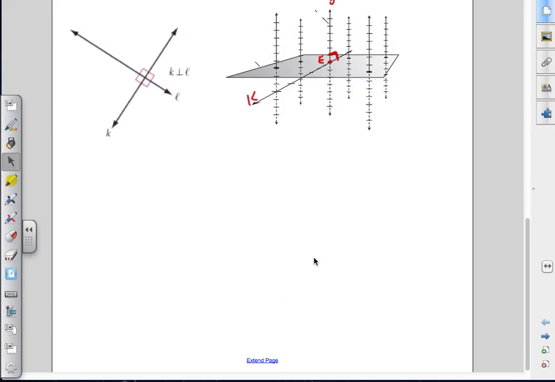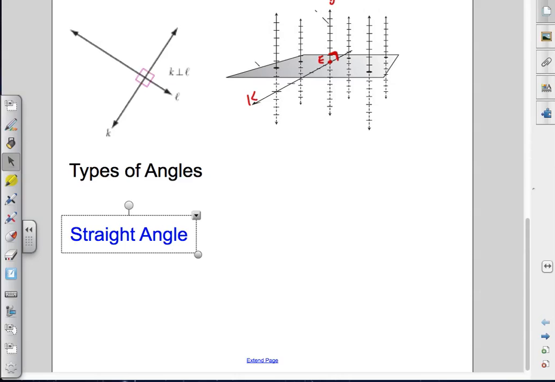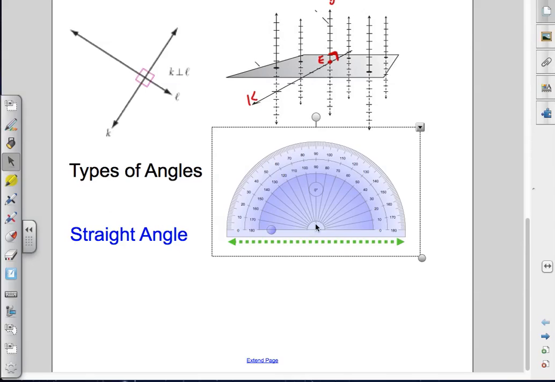Let's start talking about angles now. Let's talk about types of angles. Let's take some notes on types of angles. Okay, the first type of angle that is probably the easiest to remember is a straight angle. A straight angle looks something like this. It's just a straight line. Usually you'll have points denoted on it because, if you remember, an angle is made from two rays that share a common endpoint called a vertex.